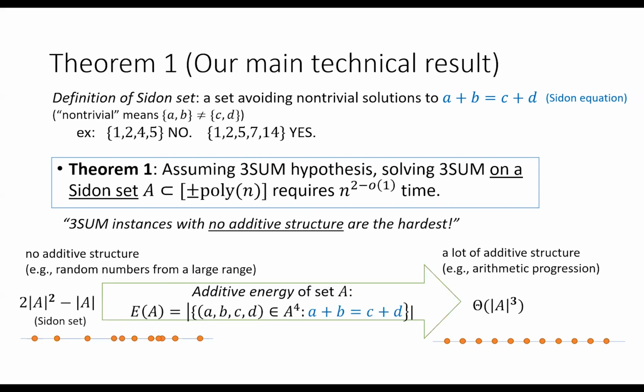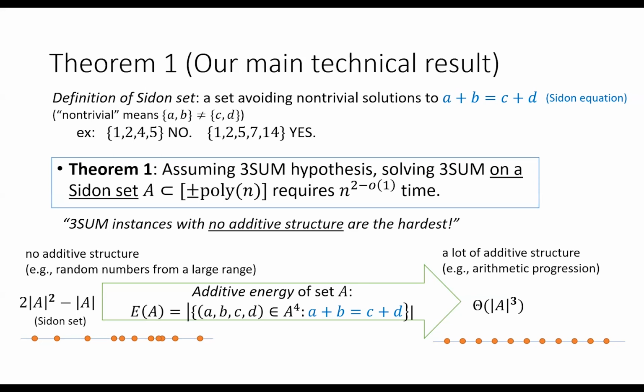One way to quantify this intuition is to look at the additive energy of this set of integers. The additive energy is defined as the number of solutions to this Seidel equation, where the four integers are coming from this set. The maximum possible value of additive energy is up to a constant size A cubed, and this is indeed achieved by an arithmetic progression. On the other hand, suppose we have a random set of integers, then it's likely that none of the four tuples of integers actually satisfy this equation, except for those trivial solutions. So in this case, this set achieves the minimum possible additive energy, 2A squared minus A, and it is indeed a Seidel set.